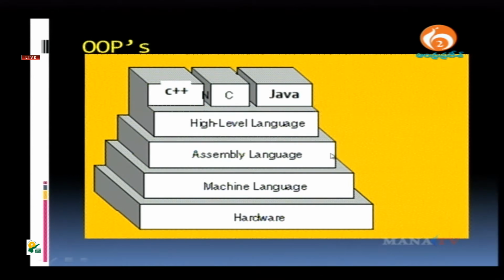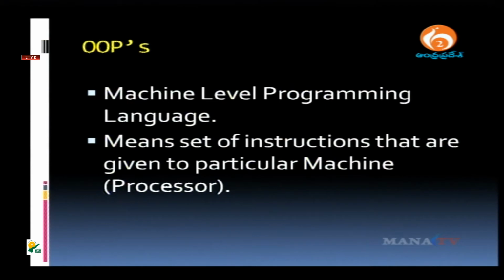Now, as a part of OOPS, we are talking about machine level language. Machine level language is a set of instructions that are given to a particular processor. I repeat, machine level language is a set of instructions, because the system only understands the instructions that are given to a particular machine, and a particular machine means a processor.